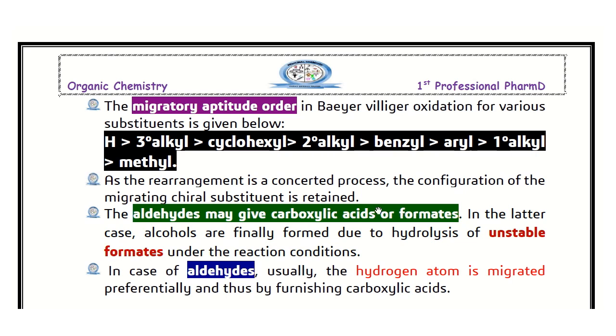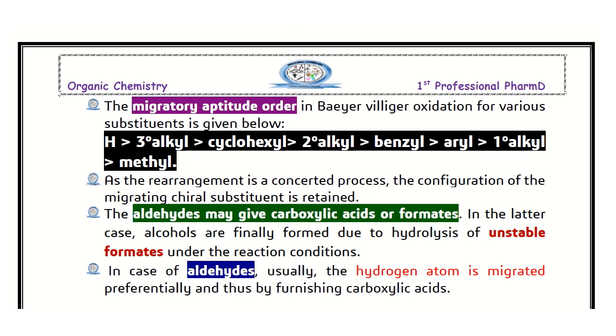The migration or rearrangement occurs in a concerted, single step, due to which the configuration of the migrating chiral substituent is retained. So that's why it is a concerted, single step reaction in which the migration is occurring.